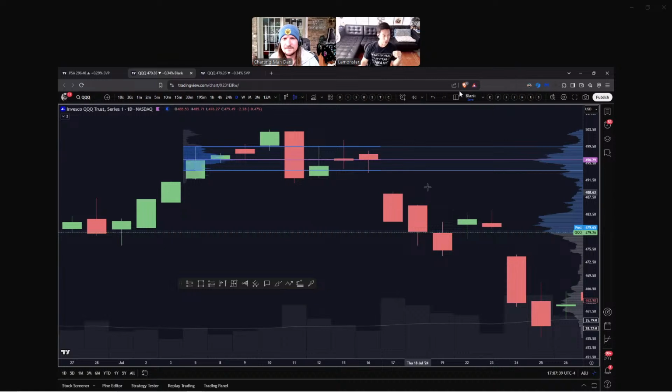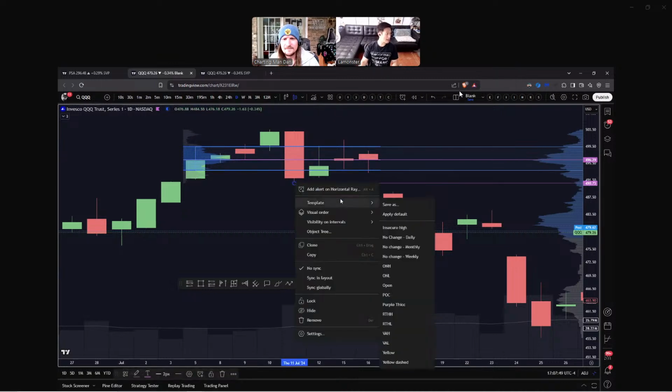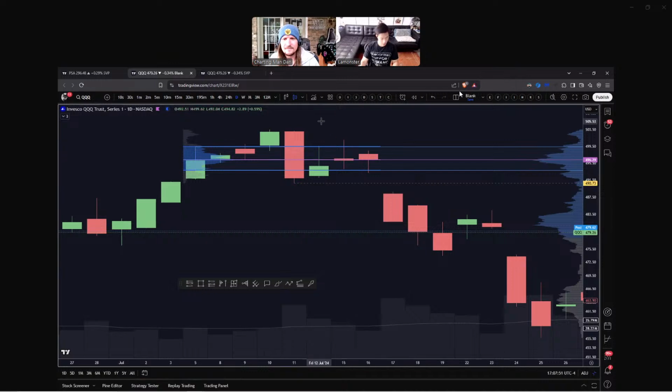So on my charts, the value area is always blue. The point of control is always purple. And so I like to mark it up just like this. And then if you want, in addition to that, you could also mark up the highs and the lows of the range. For me, whenever I'm dealing with a horizontal support that is not the value area or the point of control, I use yellow. And so that's going to just be the extremes of the range.